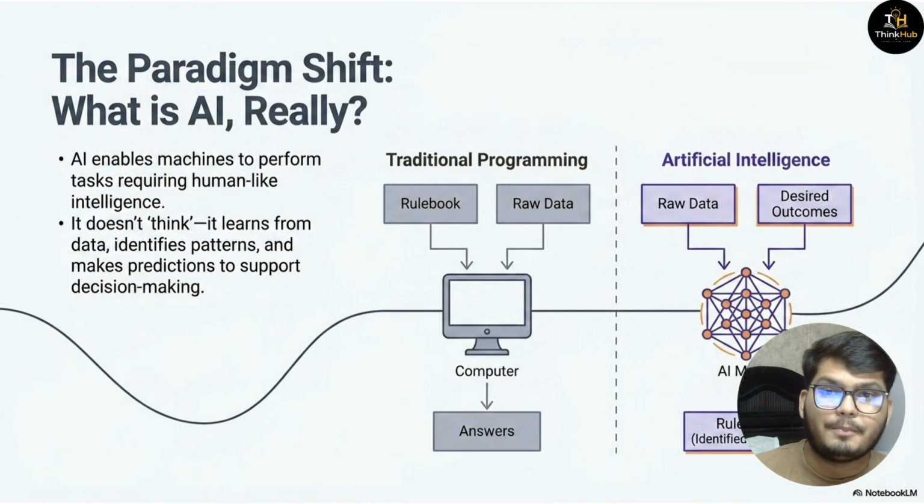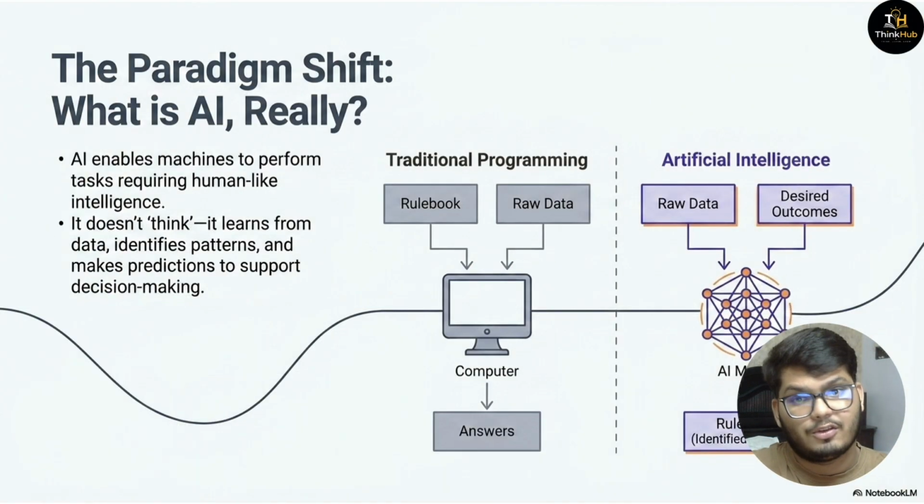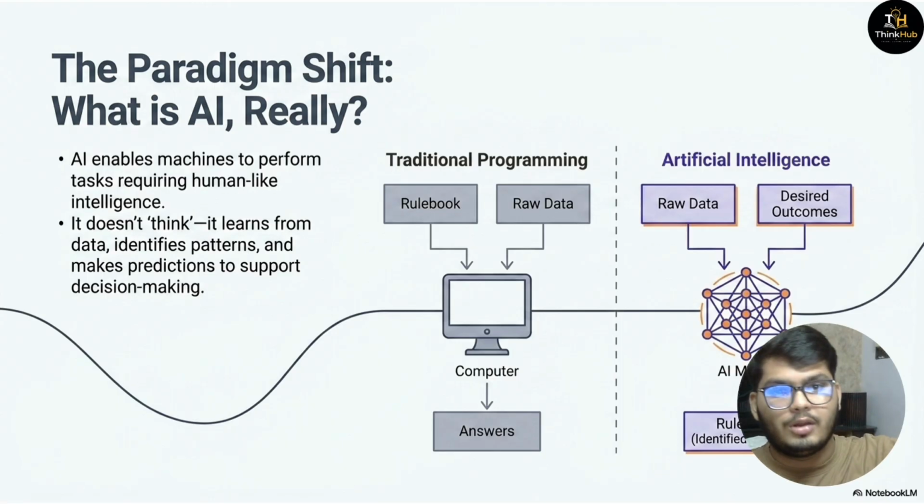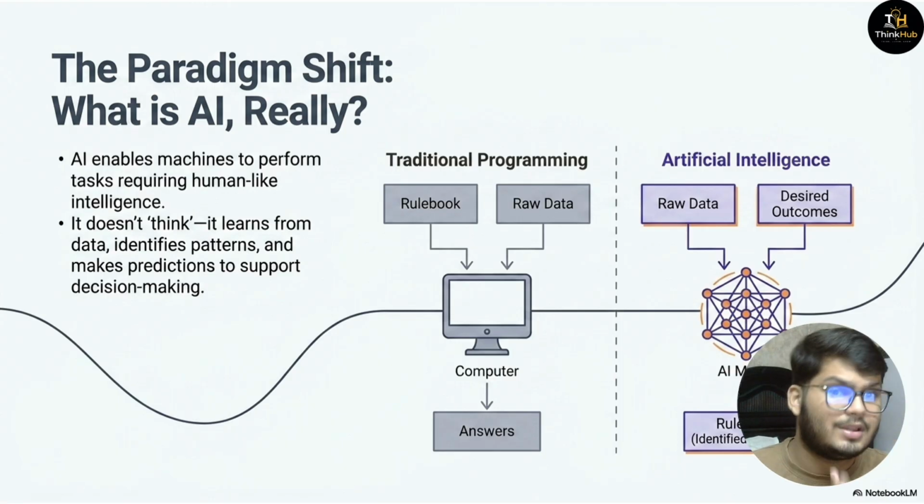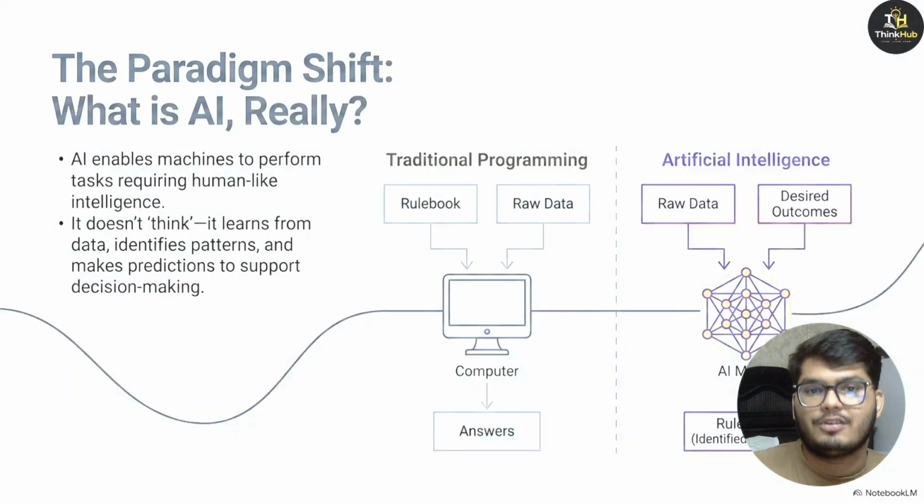And basically the paradigm shift is: what is AI? AI enables machines to perform tasks requiring human intelligence. In traditional programming, we input raw data and a rule book, and the computer generates the answer. What does an AI model do? We put in the raw data and also the desired outcomes, and then it generates the rule book. This is the difference between traditional programming and artificial intelligence.